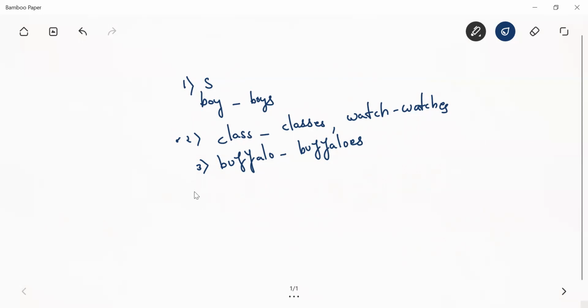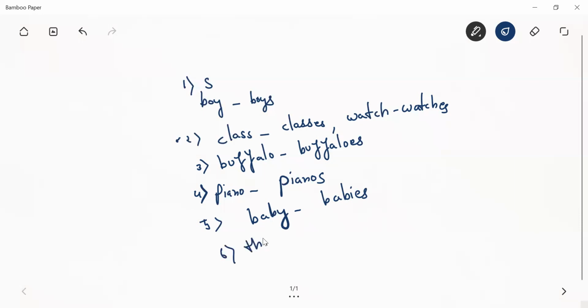For example, we have PIANO. What will we add? Pianos. Just S. Then we have baby. Babies. This time, because of the Y, we will remove the Y and add IES. Then we have thief, THIEF. We will add VES and remove the F.